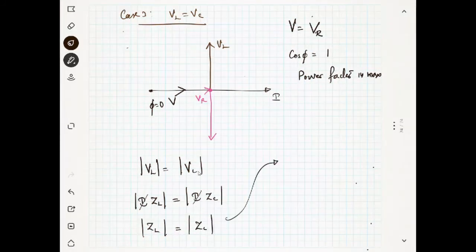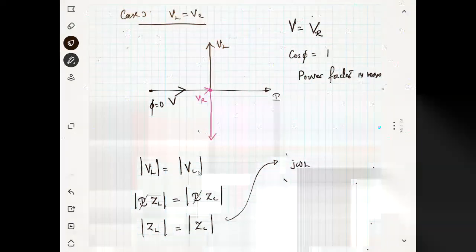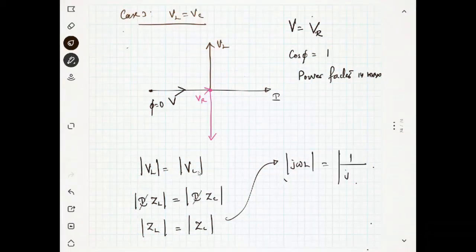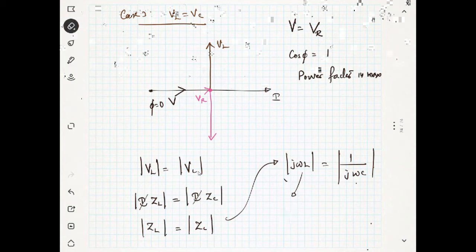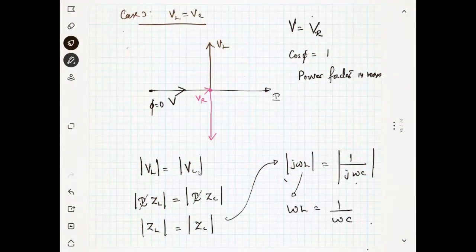Understood? What is ZL? It's j omega L, and the magnitude of ZC is equal to 1 by j omega C. If I'm taking the magnitude, I will remove the j. That means I can say that omega L will be equal to 1 by omega C. This is the condition actually.